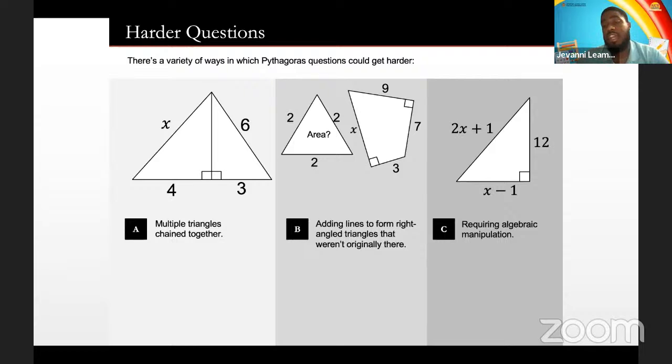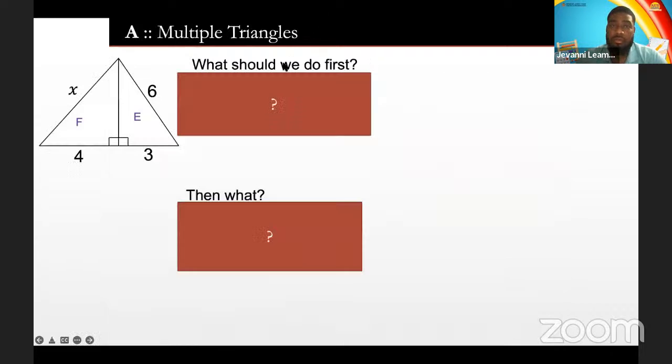And finally, we have C, which requires some form of algebraic manipulation. In other words, algebra is somewhat a weak topic for us. So we'll be doing a few of those algebraic expressions in the Pythagoras theorem. All right, Mrs. Lodge Fenton, you can take that one.